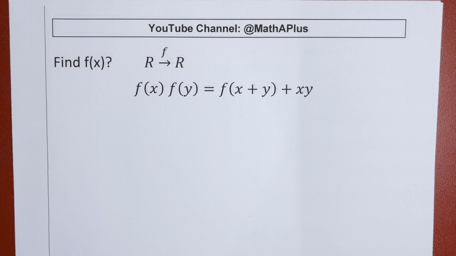Today I'm gonna solve one problem from British Math Olympiad.